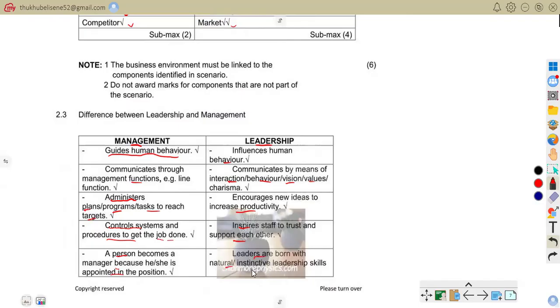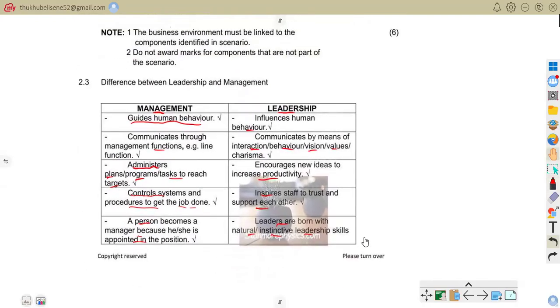Leaders are born with natural, instinctive leadership skills. So we are saying leaders are born with natural, instinctive, as well as leadership skills. So that is that. So now let us move on to another question.